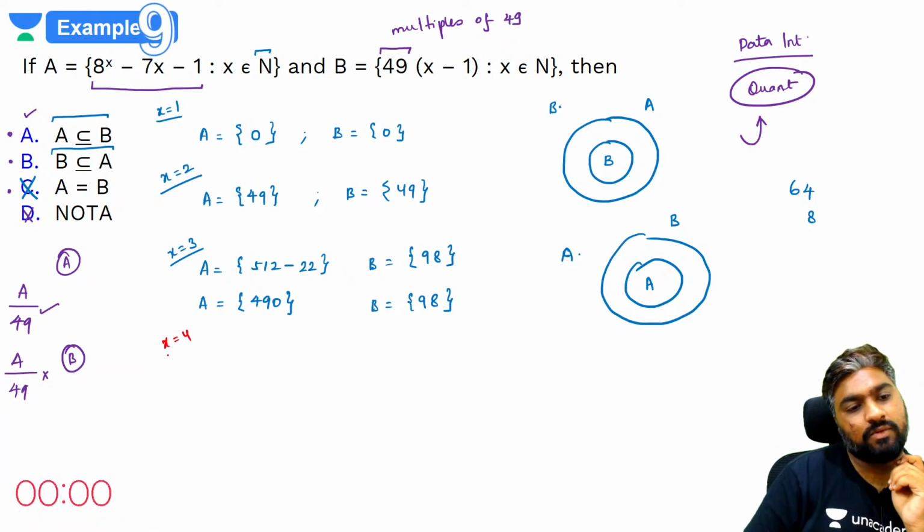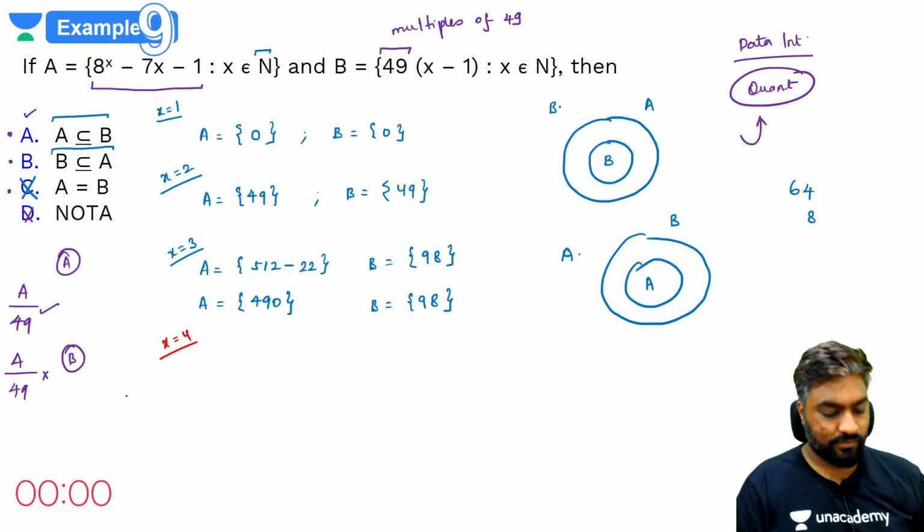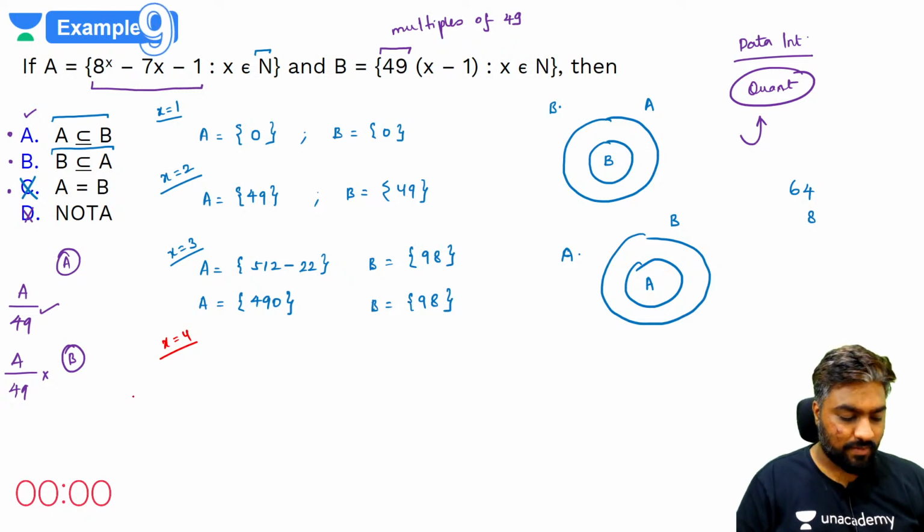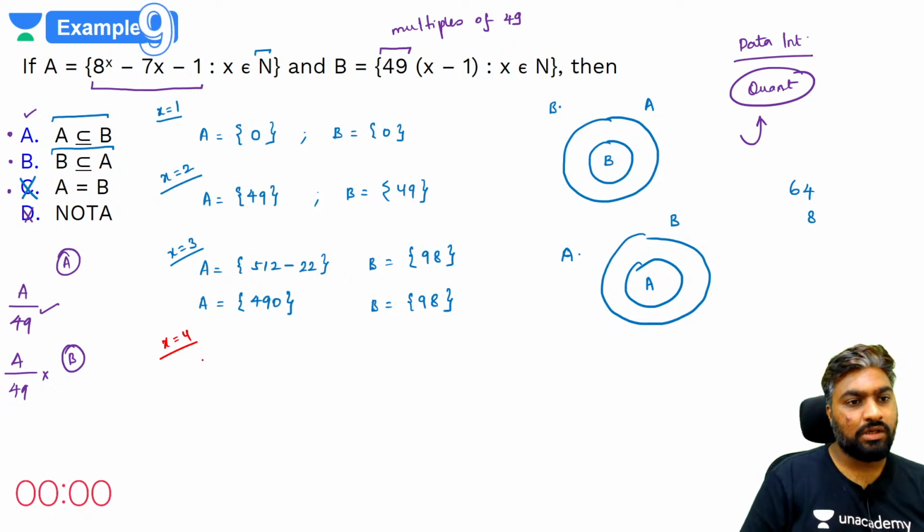If x is equal to 4, let's try it, otherwise binomial expansion is very bad, right? So let's say x equal to 4, what will happen? A's value is 8 to the power 4, which is 64 square, that is 4096.